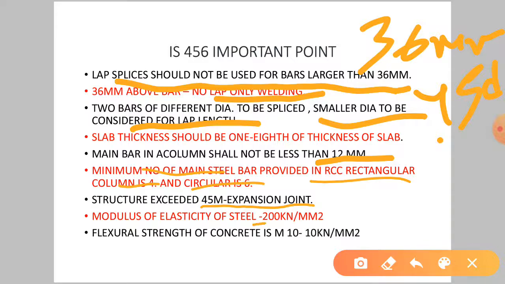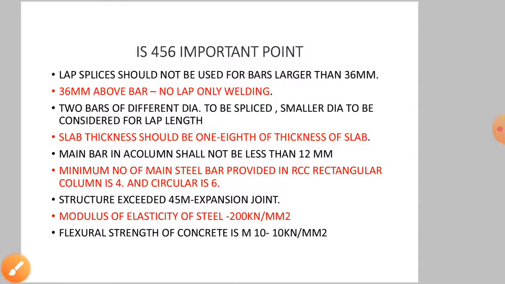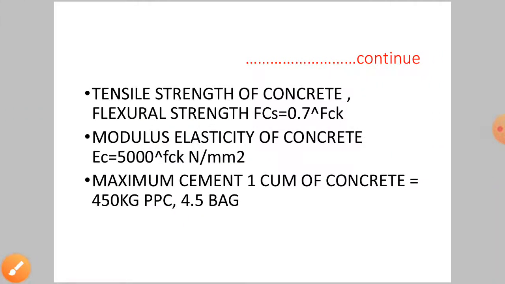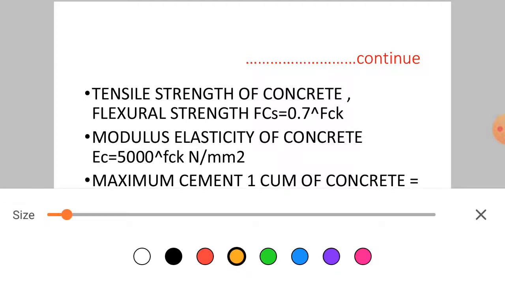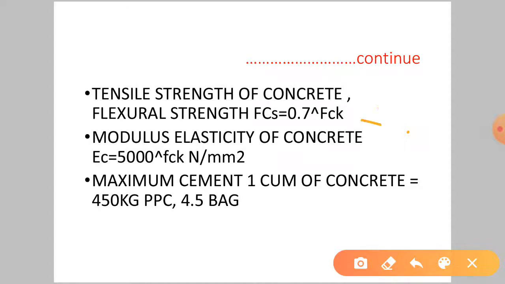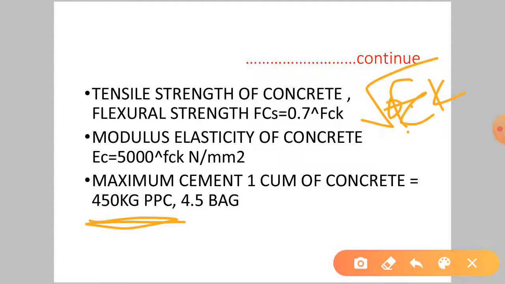Modulus of elasticity of steel is 200 kN per mm square. Flexural strength of concrete is 0.7 under root fck. So the tensile strength of concrete, that is flexural strength fcr, is equal to 0.7 under root fck. Modulus of elasticity of concrete Ec is equal to 5000 under root fck. Maximum cement in 1 cubic meter of concrete is 450 kg for PCC, that is 9 bags.